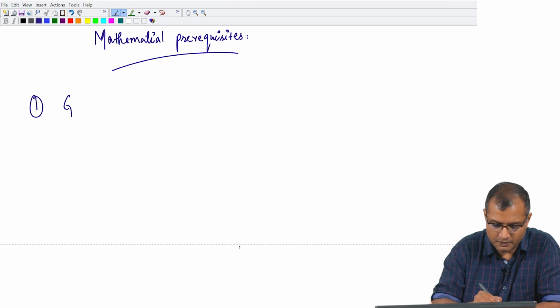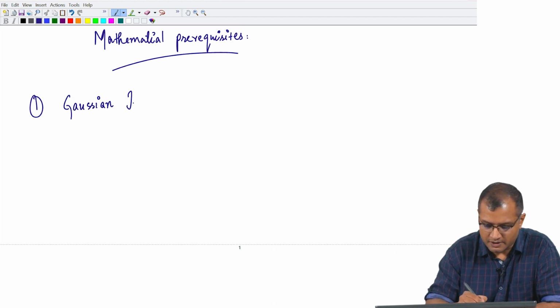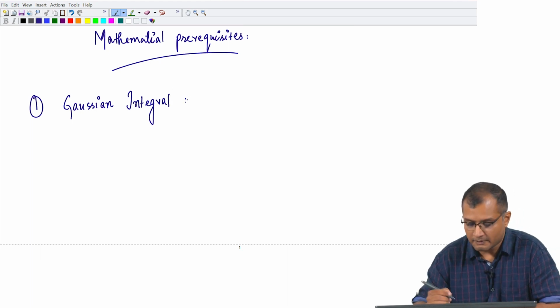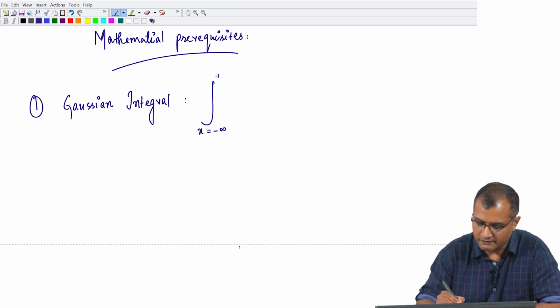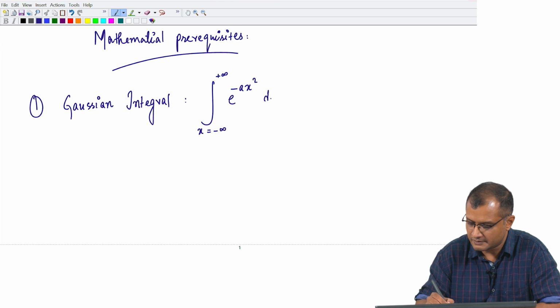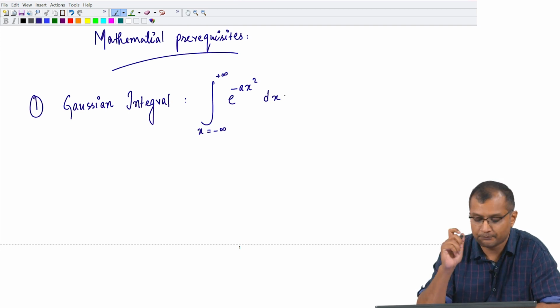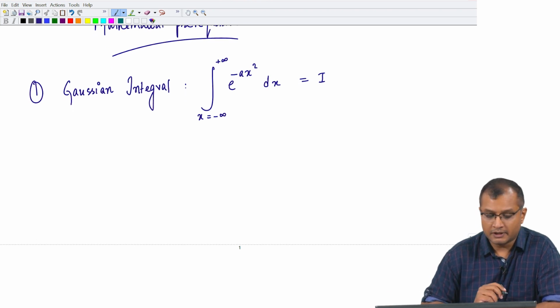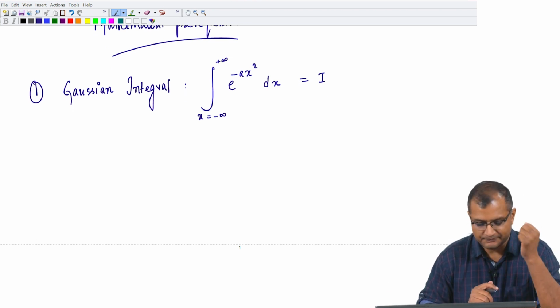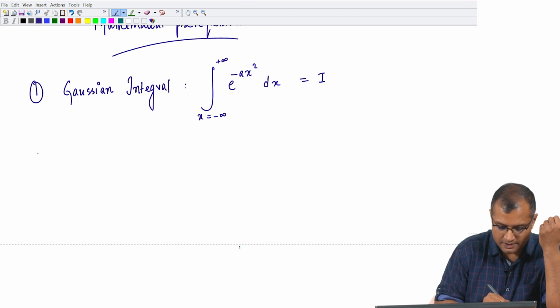So, one is how to compute a Gaussian integral. So, basically we are looking to integrate a function from minus infinity to plus infinity, and the function here is the Gaussian function. Okay. Let us say this is I, fine. So, this is the first problem on the agenda.